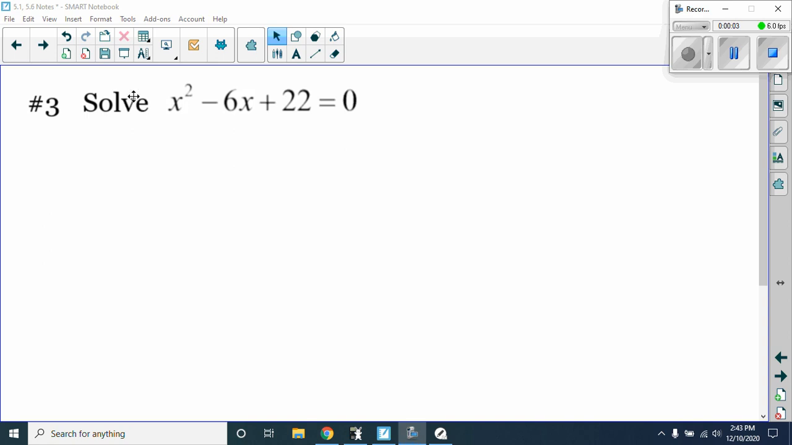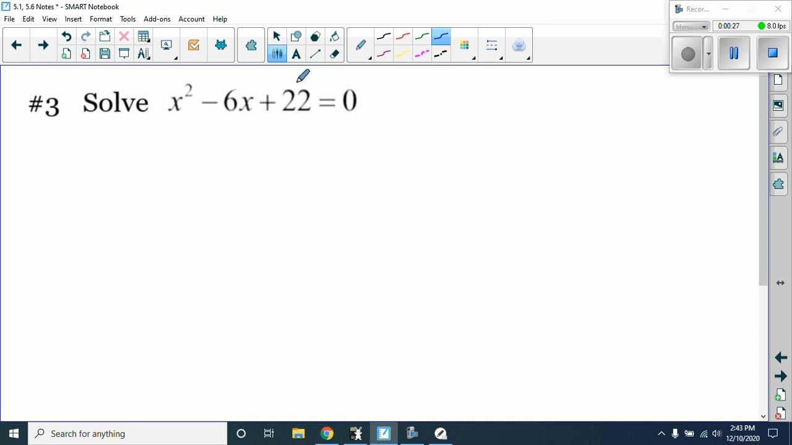Warm-up problem number 3 asks us to solve this quadratic. It doesn't tell us how we have to do it. It doesn't say that rounding's okay, so solving by graphing, even if it's on the calculator part, is probably out. We cannot solve by square roots because b is not equal to 0.